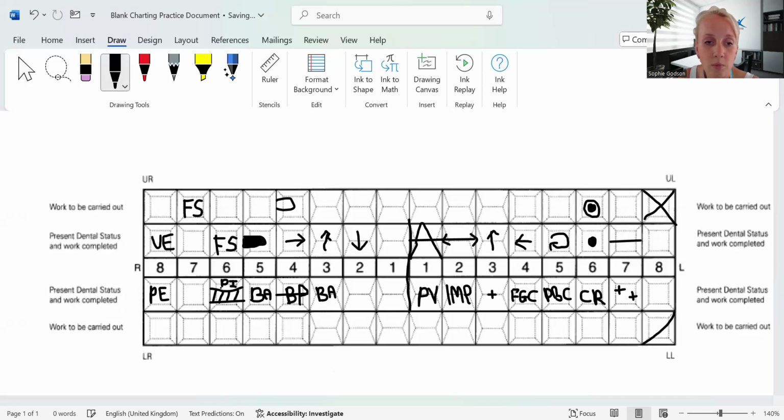This is where it gets a bit complicated, because if you are charting a temporary, you would chart it the same, but you would write temp. Or if you're doing the GIC, you would also chart it like this and write GIC. So it's just important that you write the correct letters next to your chart.